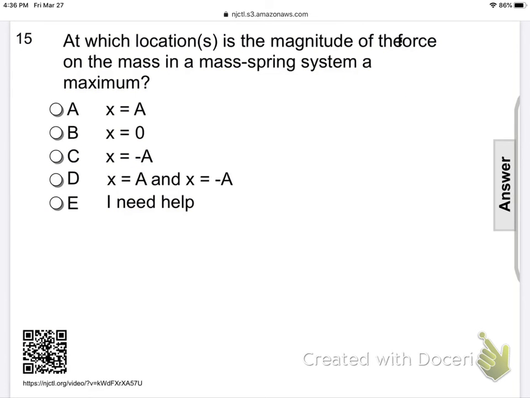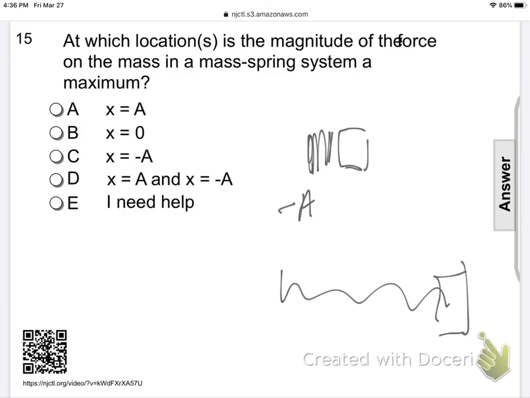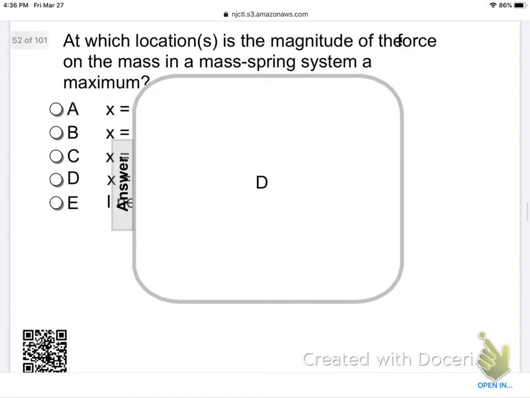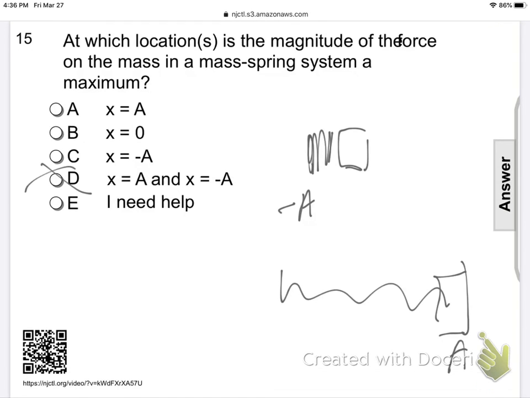At which location is the magnitude of the force of the mass in a mass spring system a maximum? Well, think about it. When you squash the spring all the way down, that's negative A. That's going to be a tremendous amount of force on that spring. And when you stretch that spring all the way, that's at positive A. That's going to be a tremendous amount of stress. So our answer should be, in case you're looking here, D.